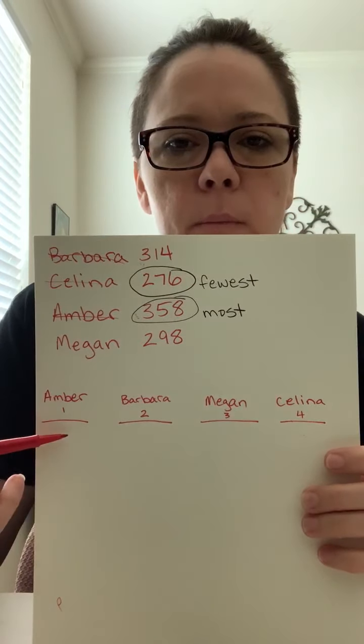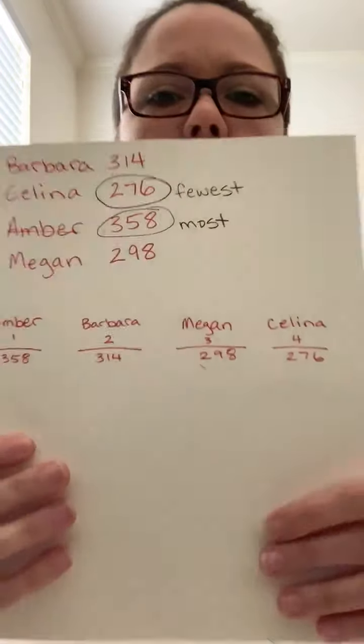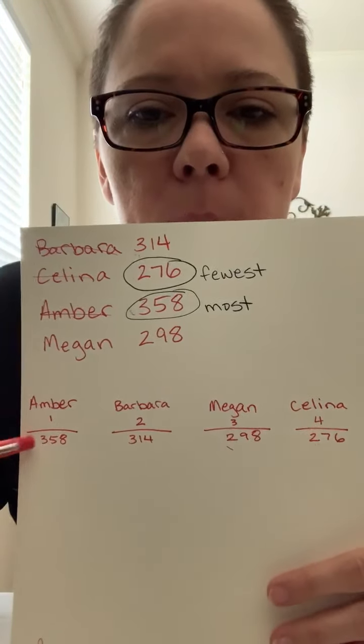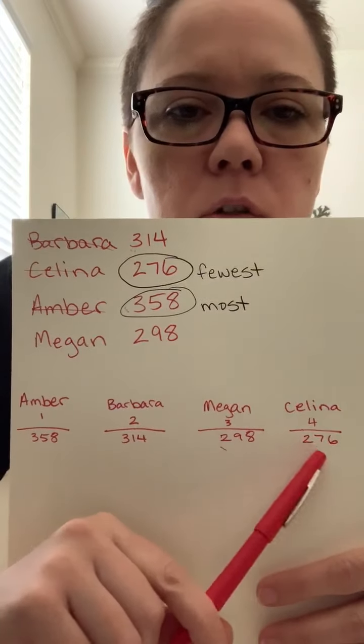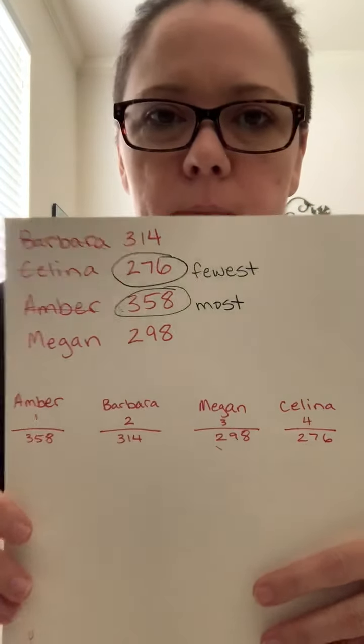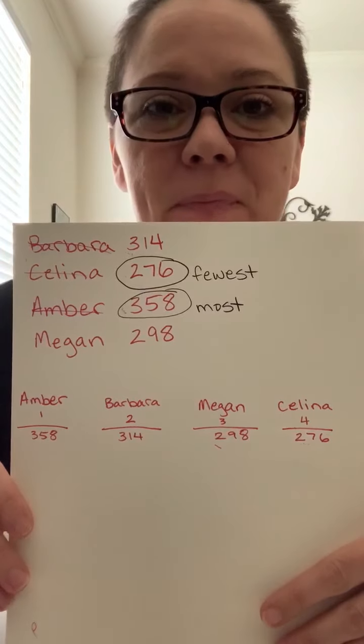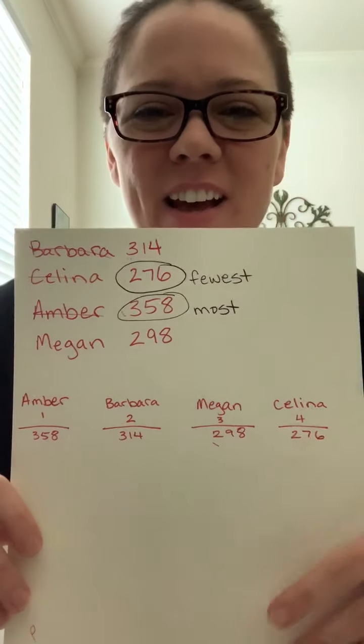Now underneath, I'm gonna put the number of pennies that they had. So Amber had 358. Barbara had 314. Megan had 298. And Selena had 276. So you can see we put them in order from the biggest amount to the smallest amount. Did you get it? Okay, good job. Thanks for keeping up with me.